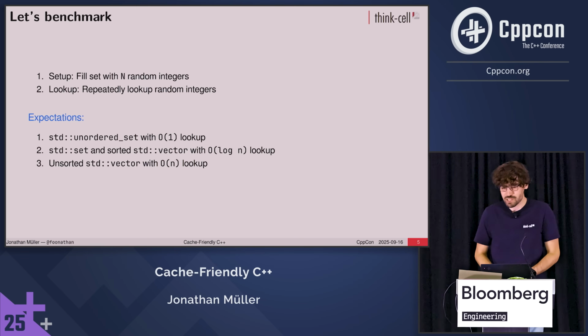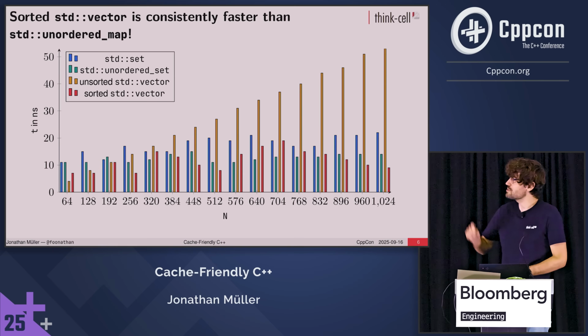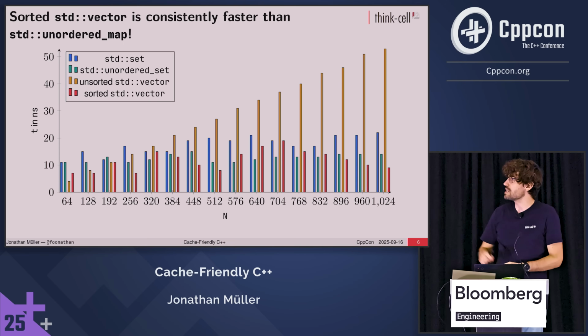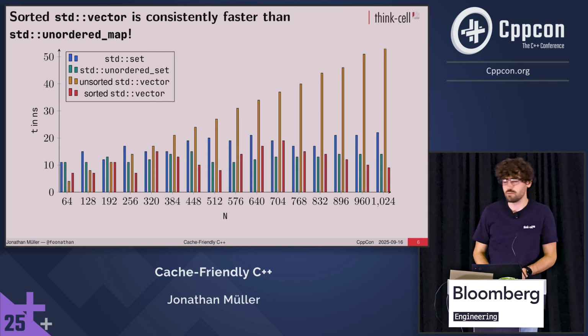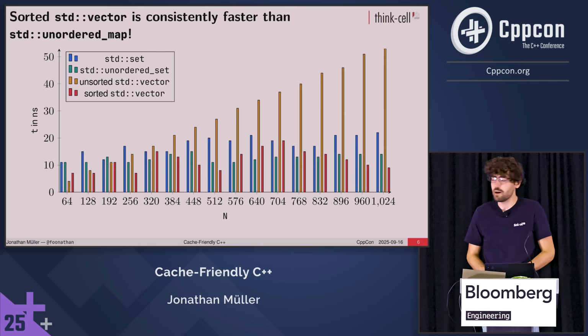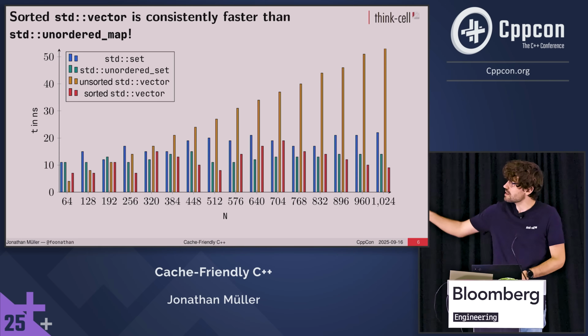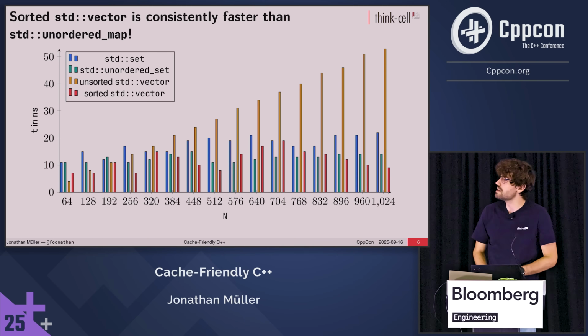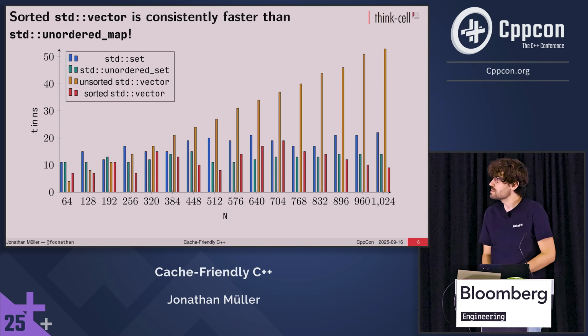Now, if we look at the actual results, first of all, yes, for the unsorted std::vector, we can clearly see a linear growth in the orange line: as we increase the number of elements, we linearly increase the time it takes to search them. What is slightly odd is that at 64 elements, the unsorted linear search is actually faster than all the other set containers. So that's kind of weird.